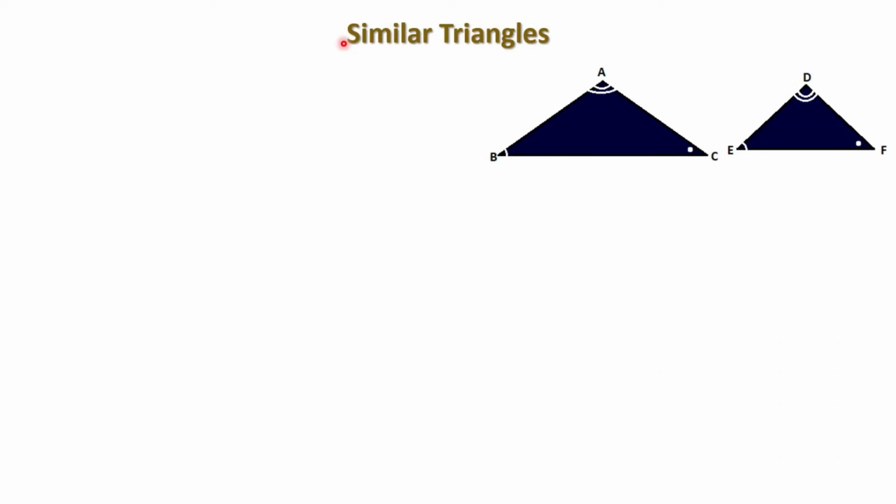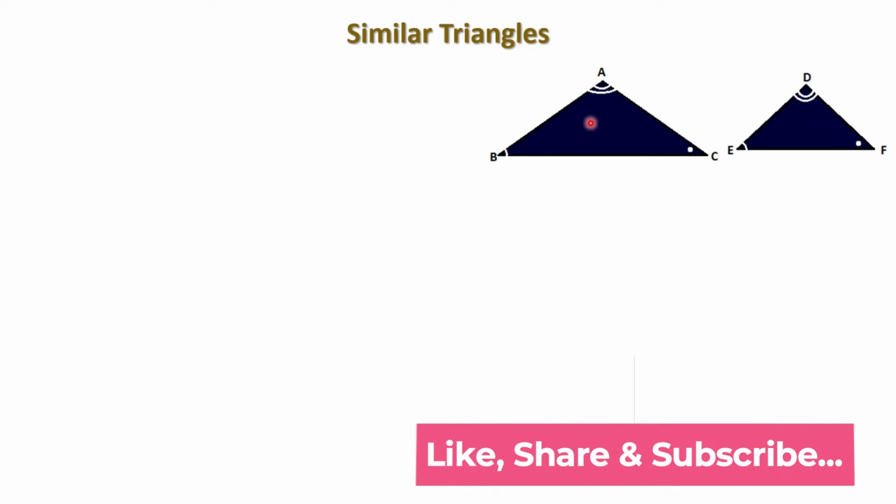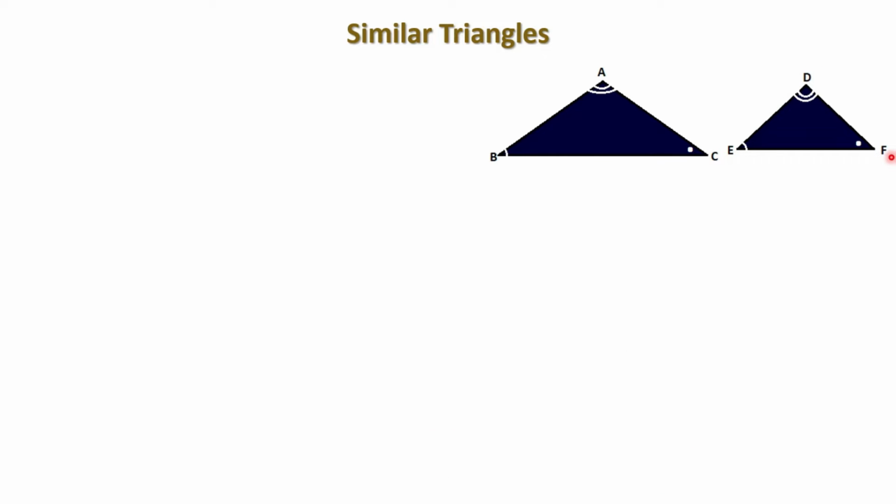Students, let's start lecture number 7. Let's start the new topic, similar triangles. On screen, you observe there are two triangles, triangle ABC and triangle DEF. These are the identical marks. So according to the identical marks, what can one say by simply looking at this figure?